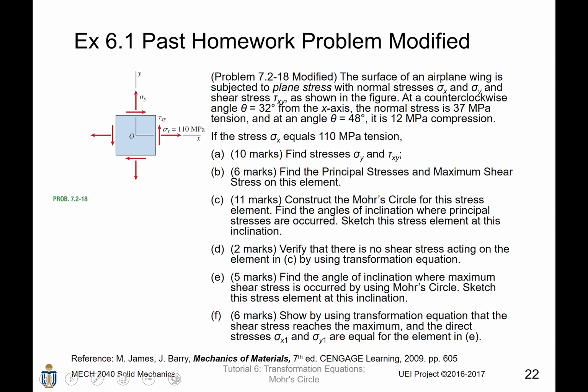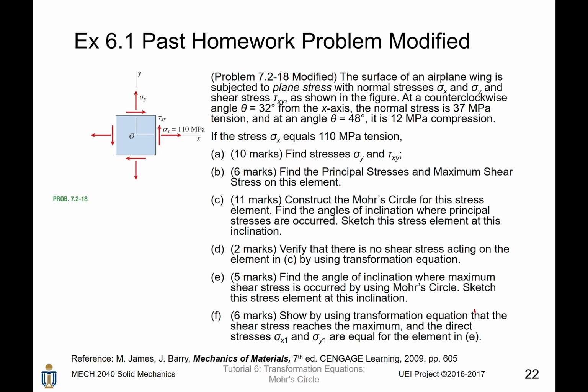Now let's do a past homework problem, but I modified it to make it more complicated and integrate your knowledge learned in transformation equations as well as the Mohr circle. The surface of an airplane wing is subject to plane stress with normal stresses sigma x and sigma y as well as tau xy. At a counterclockwise angle theta equals 32 degrees from the x-axis, the normal stress is 37 MPa in tension. At the angle theta equals 48 degrees, the normal stress is 12 MPa in compression.